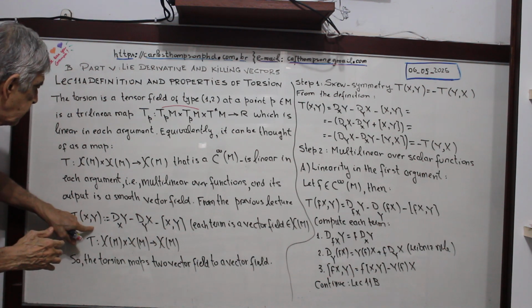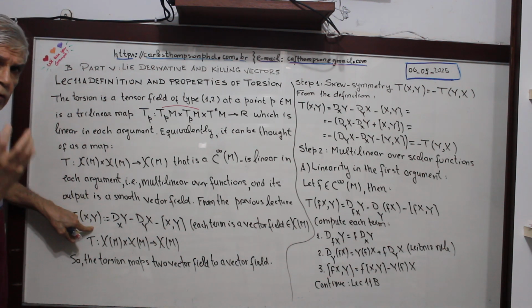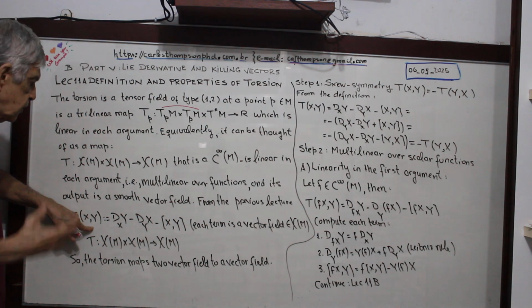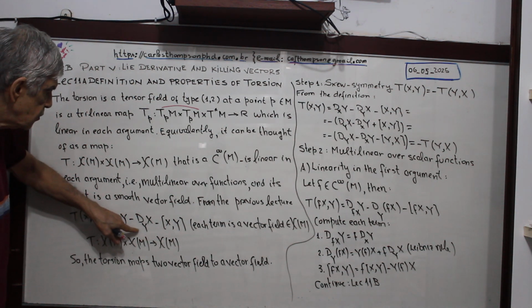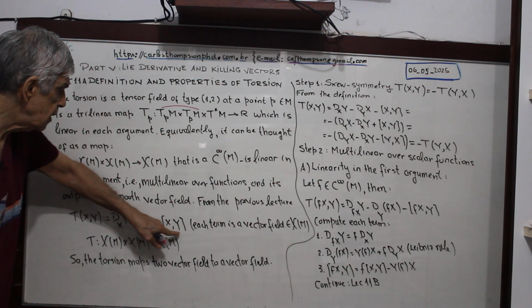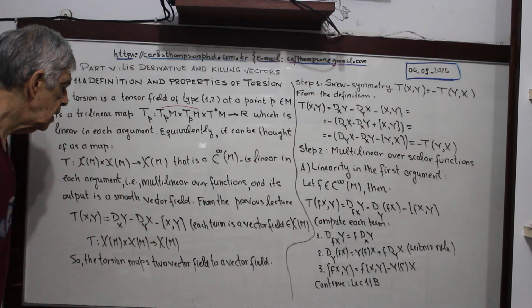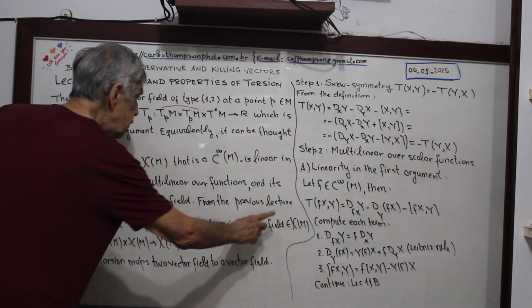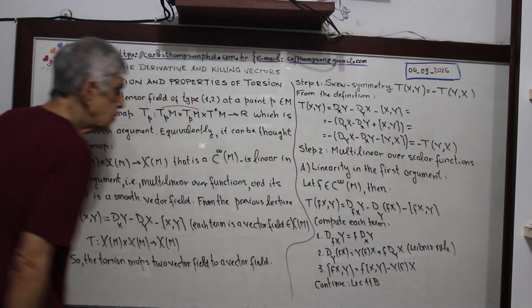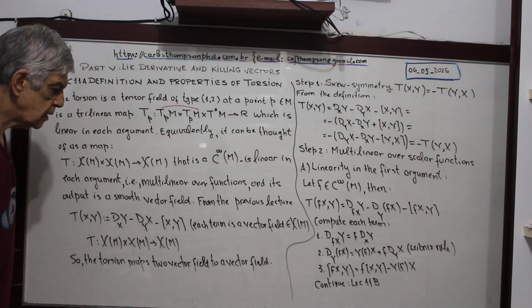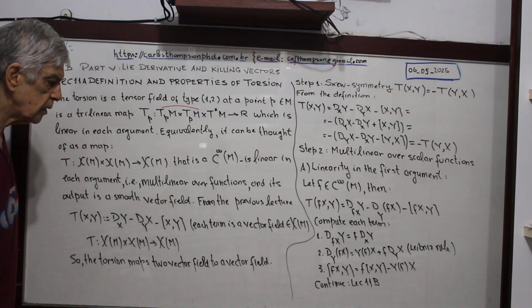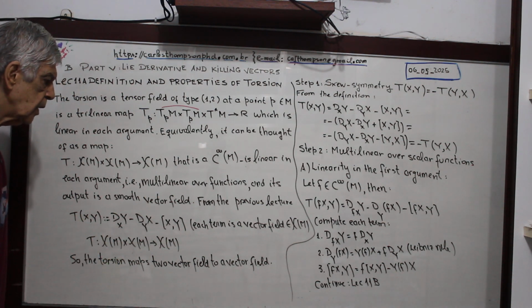So this is the definition from the previous lecture, lecture 10: covariant derivative minus covariant derivative minus the Lie bracket. Each term is a vector field, belonging to chi of M, the space of vector fields on the manifold.